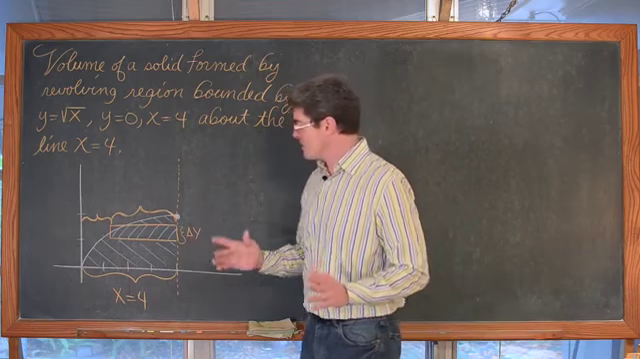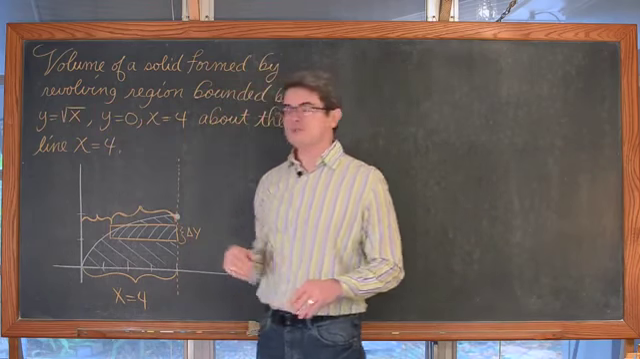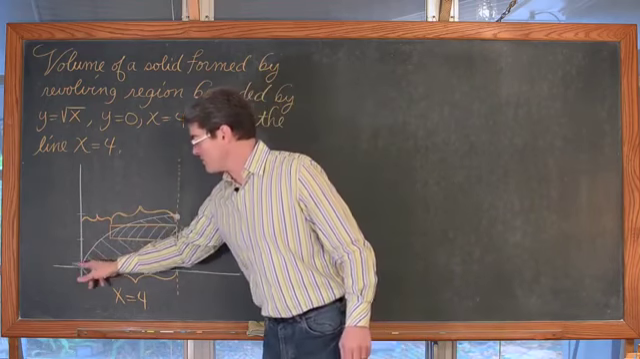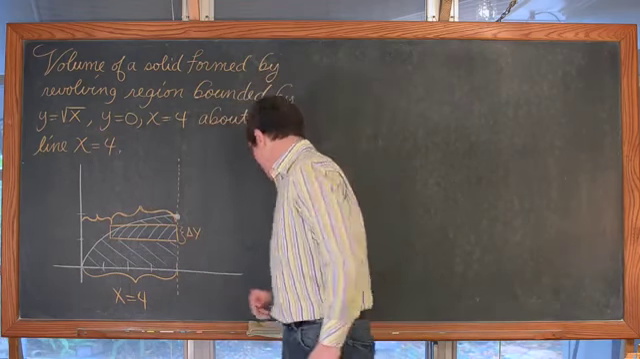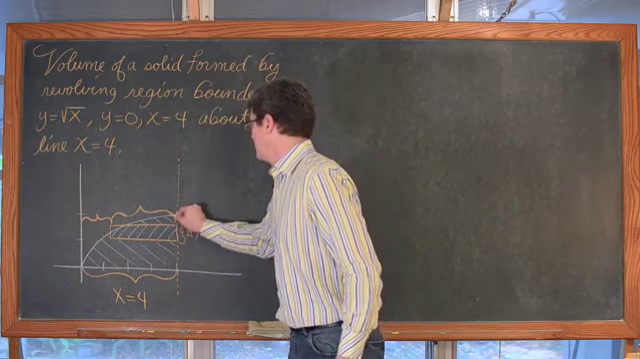Okay, well, I've got our function drawn. It's just y equals the square root of x, and the square root of 0 is 0, and the square root of 4 is equal to 2. So let's go ahead and fill that in.